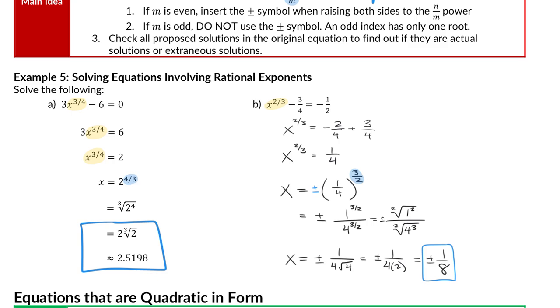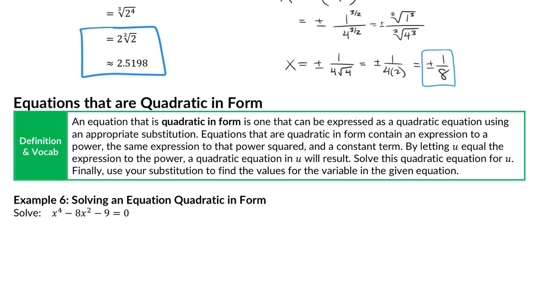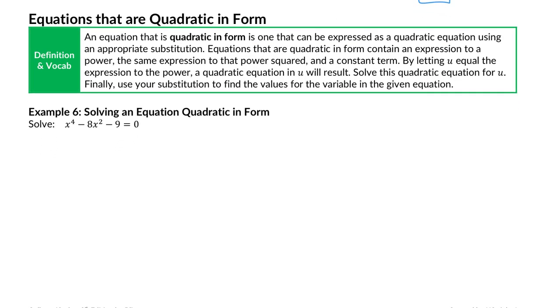The next type of equation that we're going to work on is very interesting. They're called equations that are quadratic in form, not quadratic formula, quadratic in form. This is an equation that can be expressed as a quadratic equation using appropriate substitution. We call this U substitution.